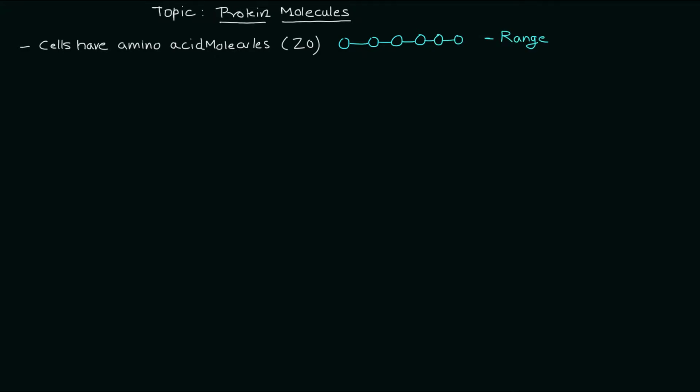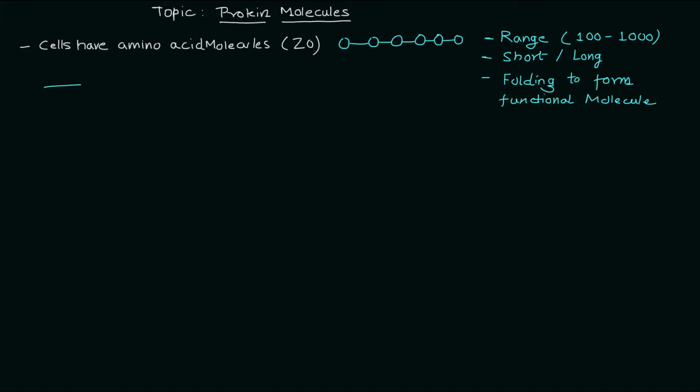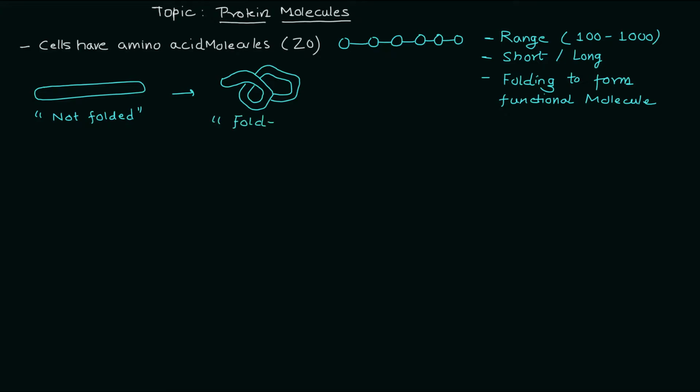And proteins can range from 100 to 1000 amino acids. Some proteins are shorter in length, some are longer. But for a functional protein molecule, that primary sequence must get folded. That's why I'm writing here, folding is required to form a functional molecule. As you can see here, I have made a linear structure, and consider it a sequence, a stretch of amino acids. It needs to fold itself in a proper way to make the fully functional protein molecule. So I can say this particular sequence has been folded and now it's in functional form.